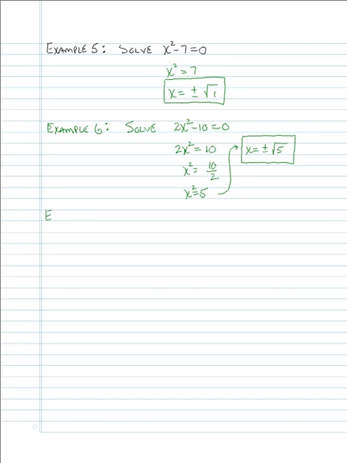Okay, let's solve this equation. Solve 2x squared minus 3x is equal to 0. Okay.